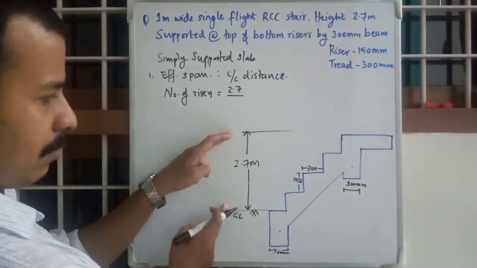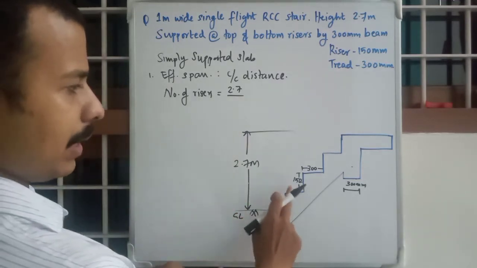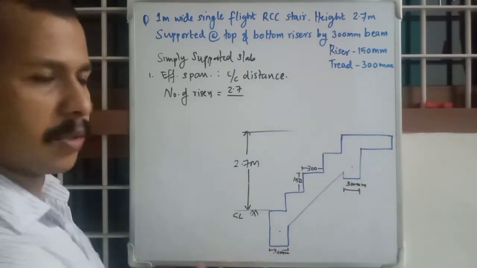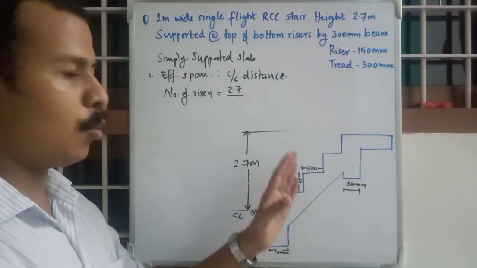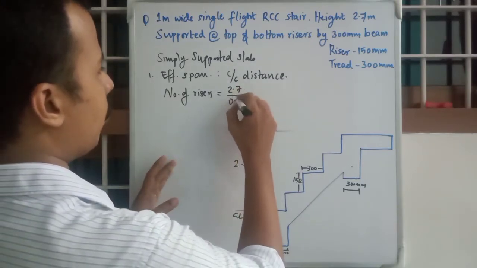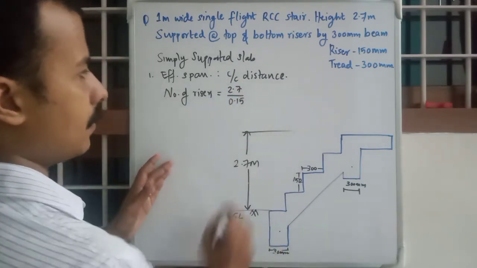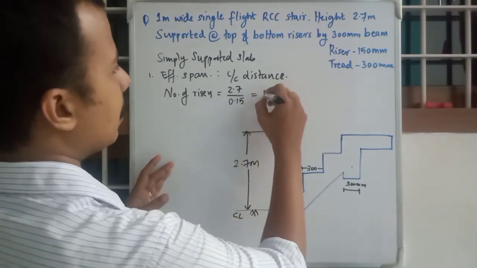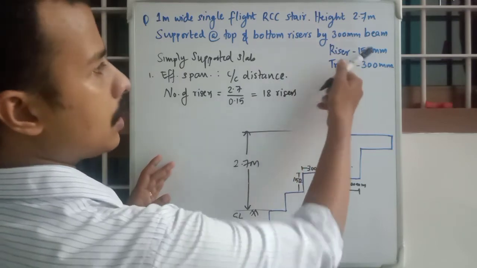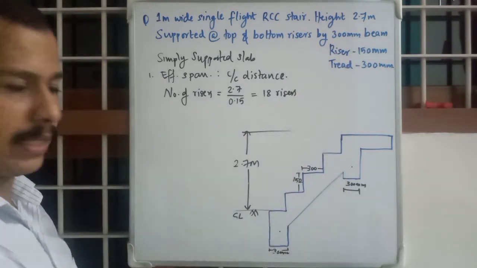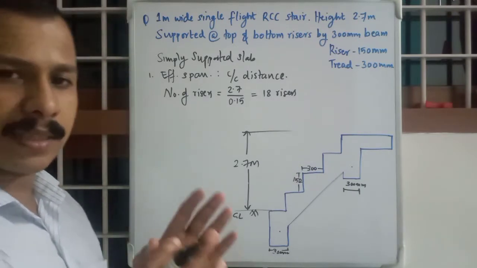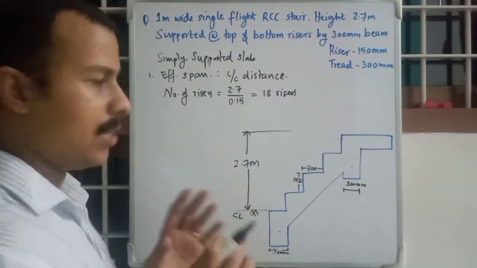The height is 2.7 meters. We attain this height by 150 mm risers one by one, so we just want to find out how many steps we are involving. So 2.7 divided by 0.15, you will get 18 risers with 150 mm height. 18 risers.